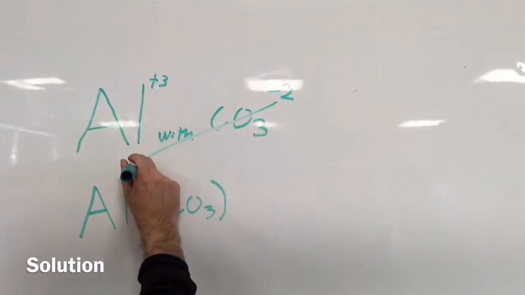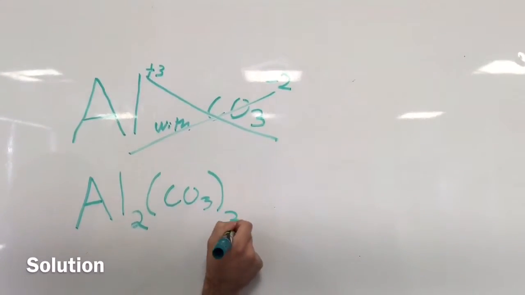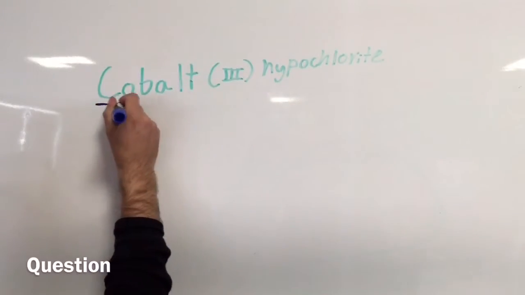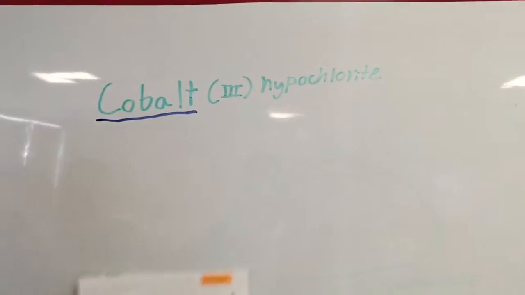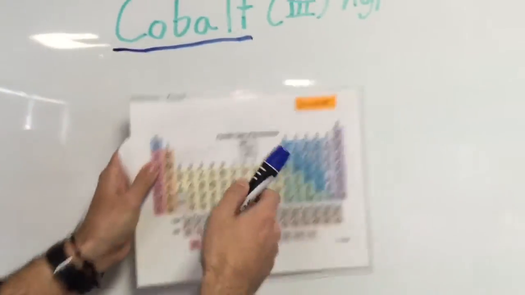Here what he's doing, he's putting the charge of aluminum with carbonate and the charge from carbonate with aluminum. This example is just like the other one, but now you need to know the formula.